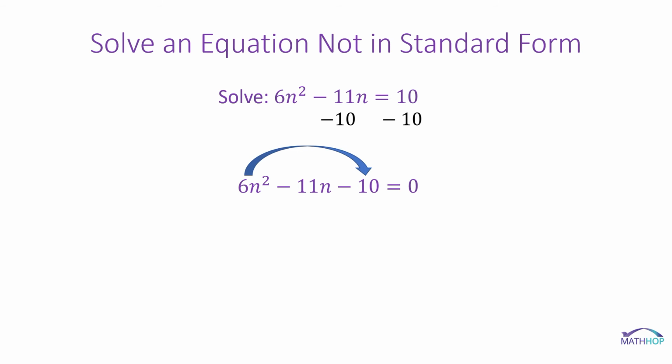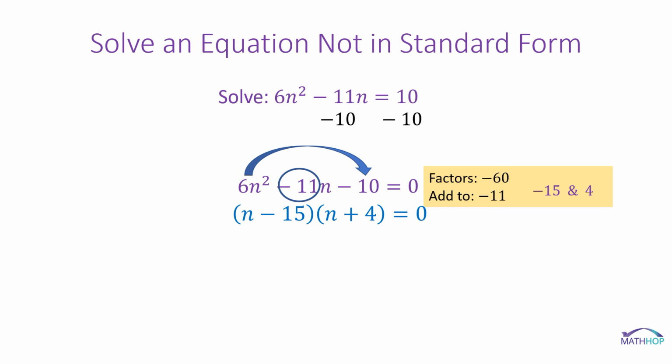We're going to factor like we have been. We need factors of negative 60 that add up to negative 11. That's going to be negative 15 and positive 4. Make those temporary factors, n minus 15 times n plus 4. Now remember, these are temporary. We multiplied by that 6 that we have to divide out. Divide out the 6 from both factors. We get n minus 5/2 times n plus 2/3.